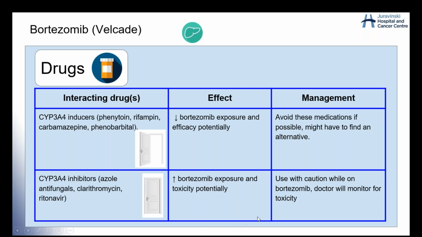For this one, what we would typically do is we just use caution. So we monitor your platelets and neutrophils and hemoglobin. So we do regular blood work more frequently when you're on these medications if we cannot find an alternative. That way we can identify toxicity before it becomes bad, and then we adjust medications, or we find alternatives if we need to.